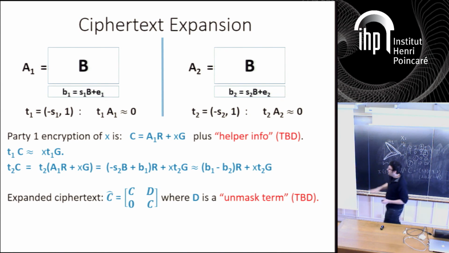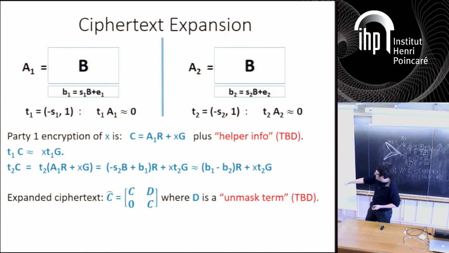Okay, but this structure is going to be useful. It's going to allow us to define the expanded ciphertext to be just a matrix that looks like this. We're going to take C, put it in the top left corner, put it also on the bottom right corner, and then put some matrix D here, where D I'm going to call an unmasked term.